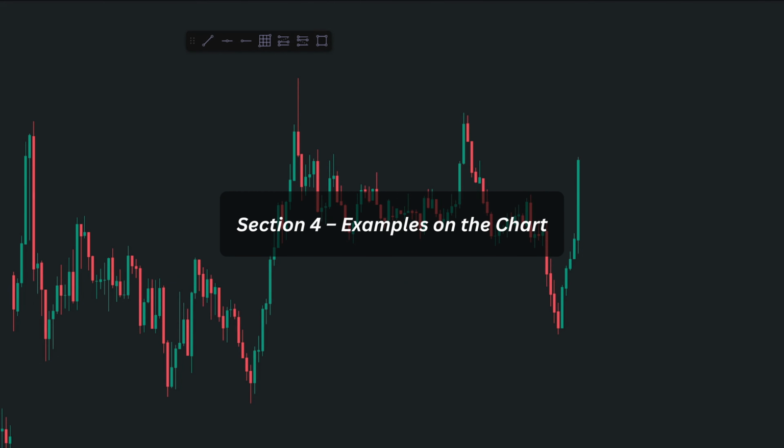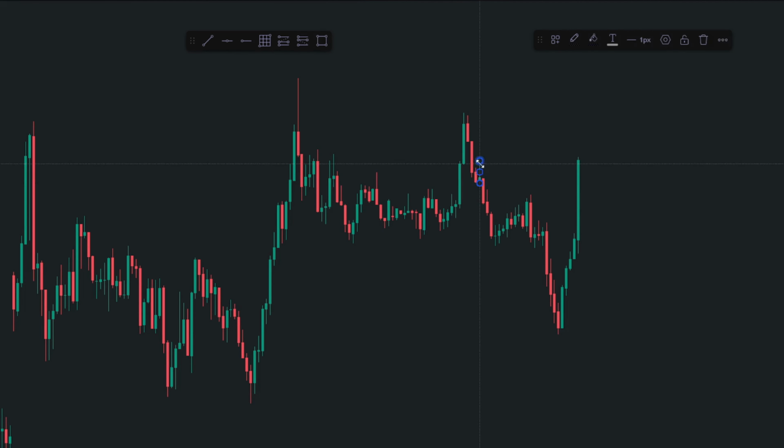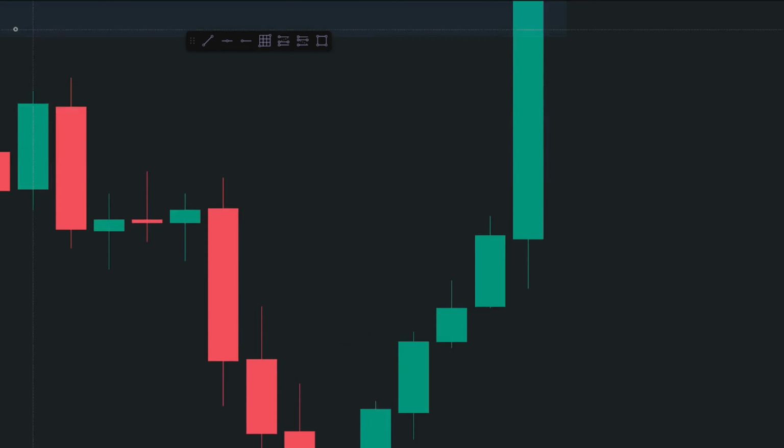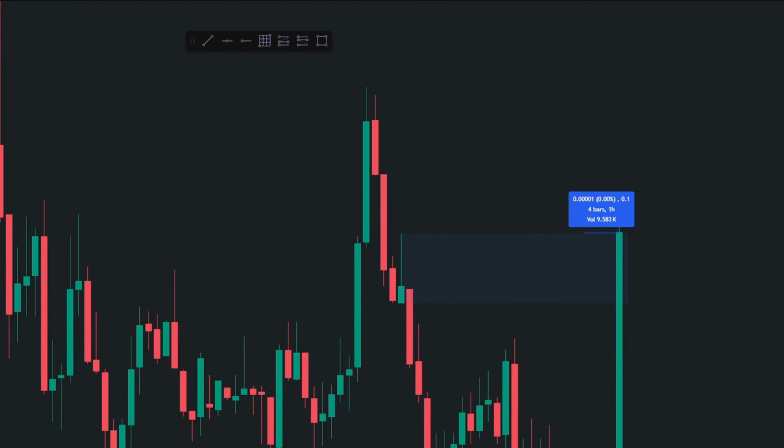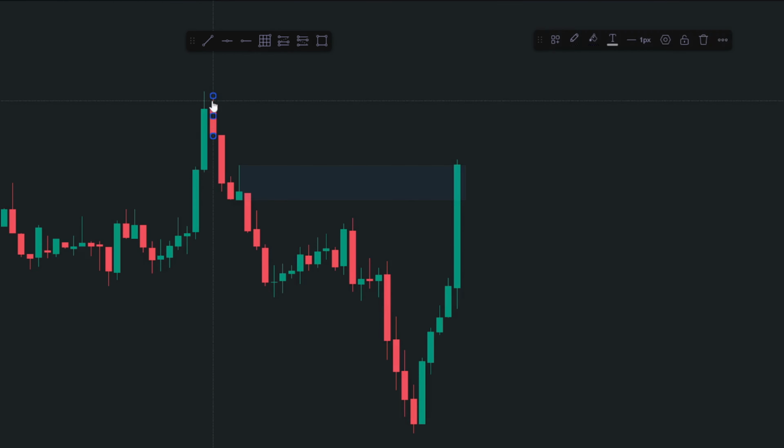Section 4. Examples on the chart. Example 1. Bullish price action. Let's look at a bullish scenario. Here, we have a bearish order block, but notice that price closed just 0.1 pip above it. That tells us control has now shifted to the buyers. They remain in control until price reaches this bearish order block. So in this room, we only take buy trades.